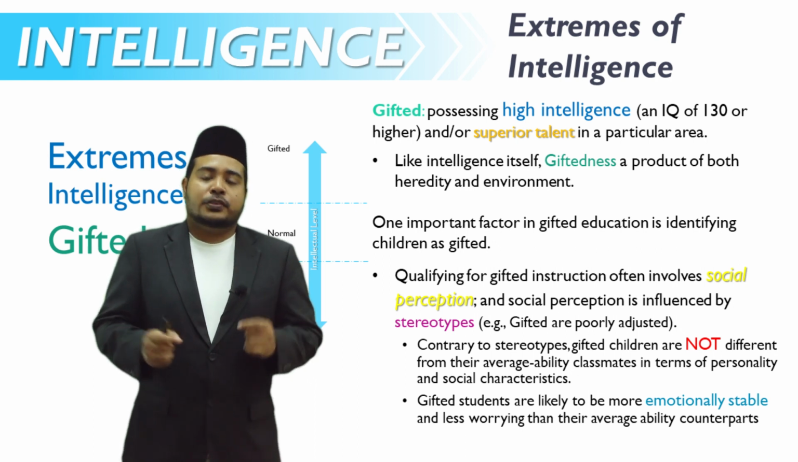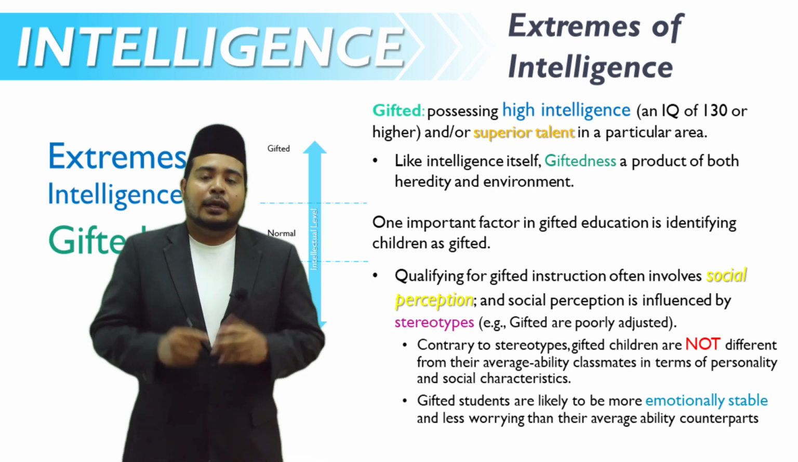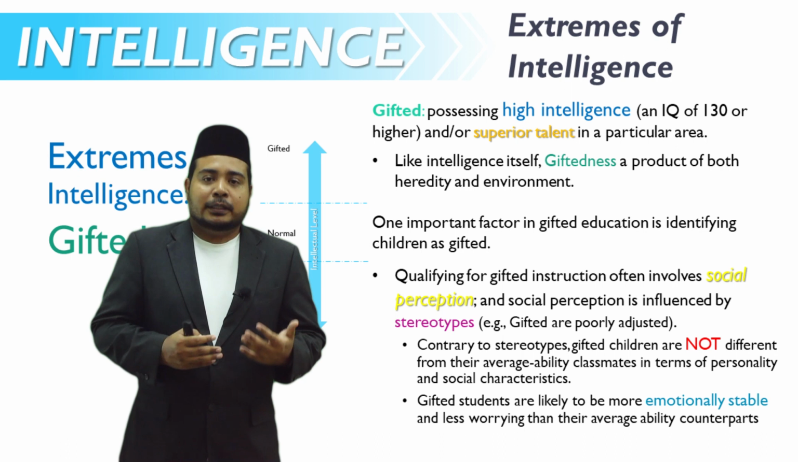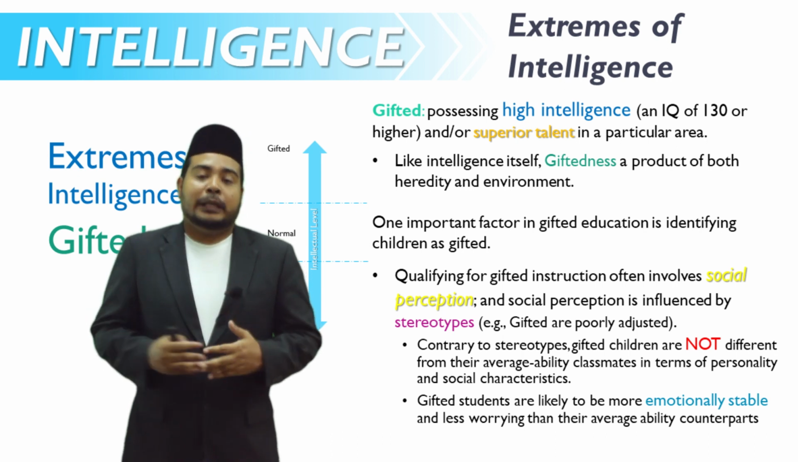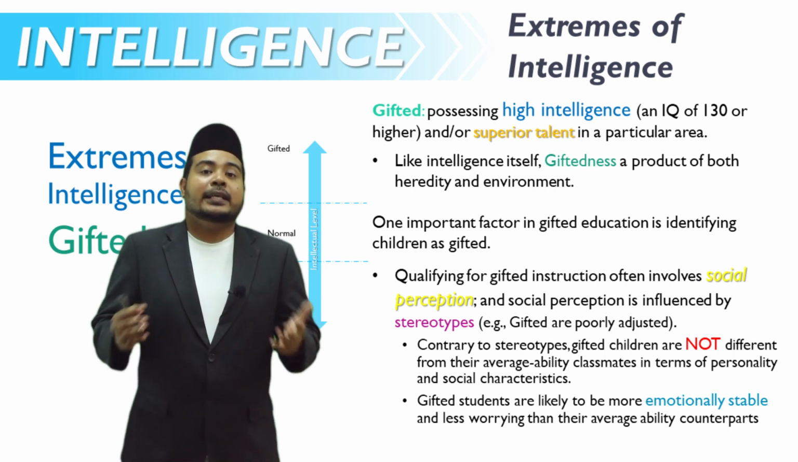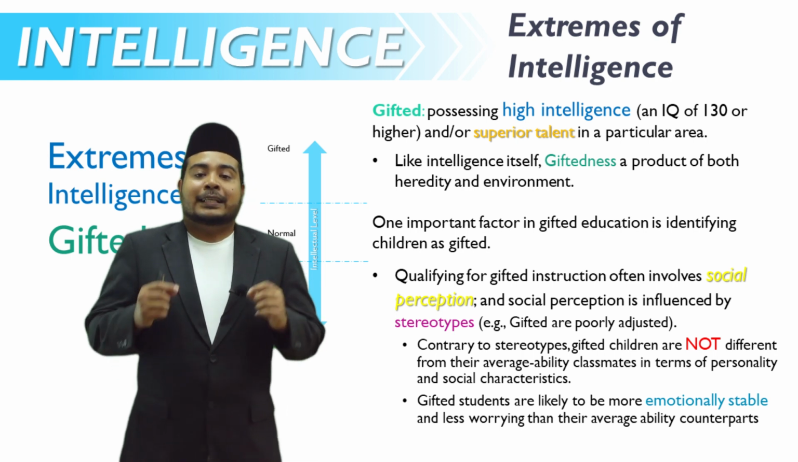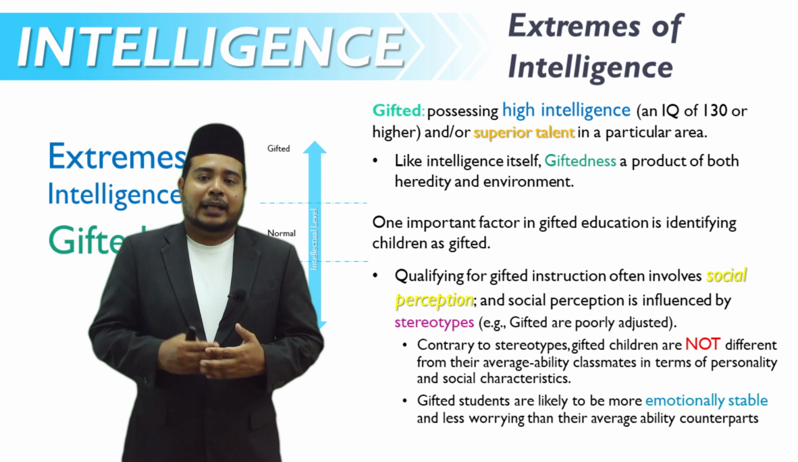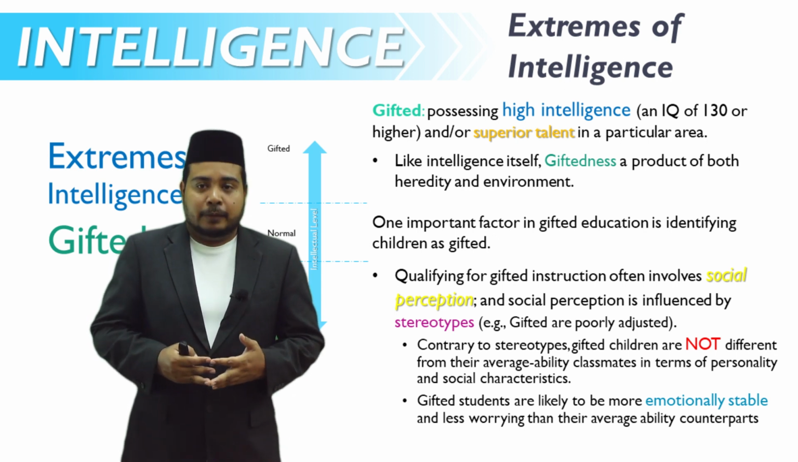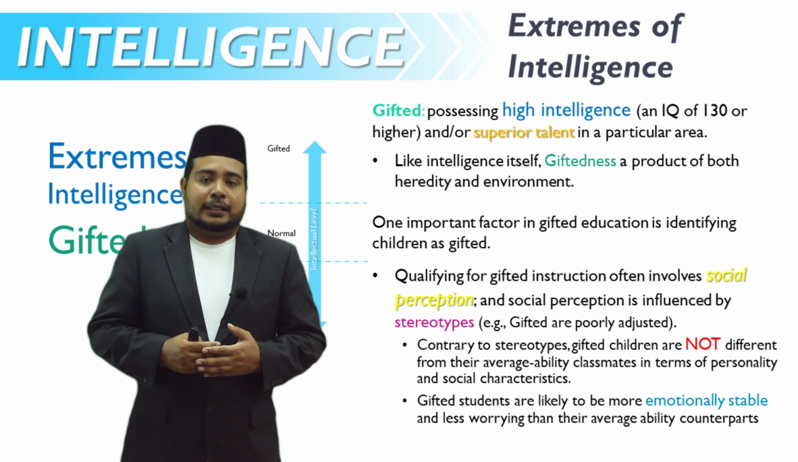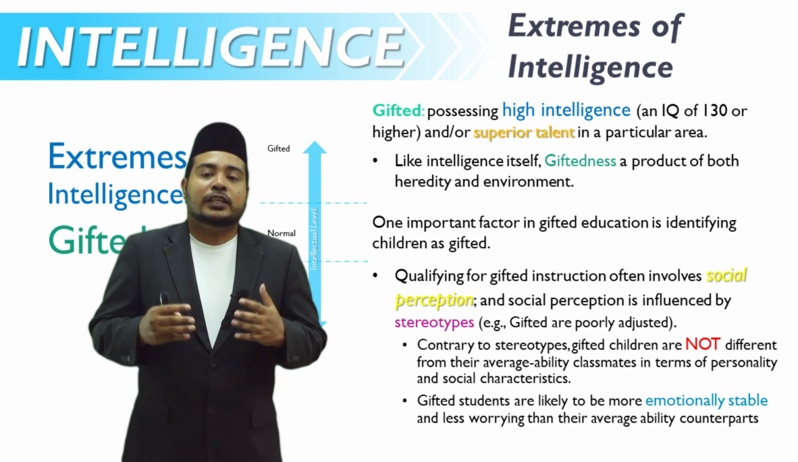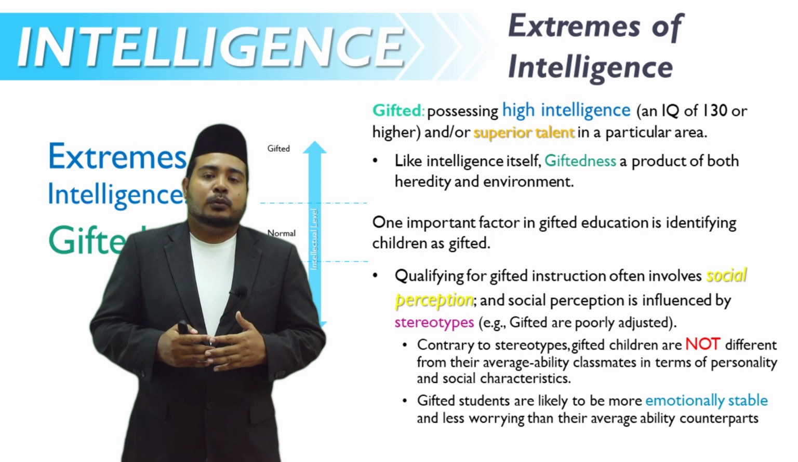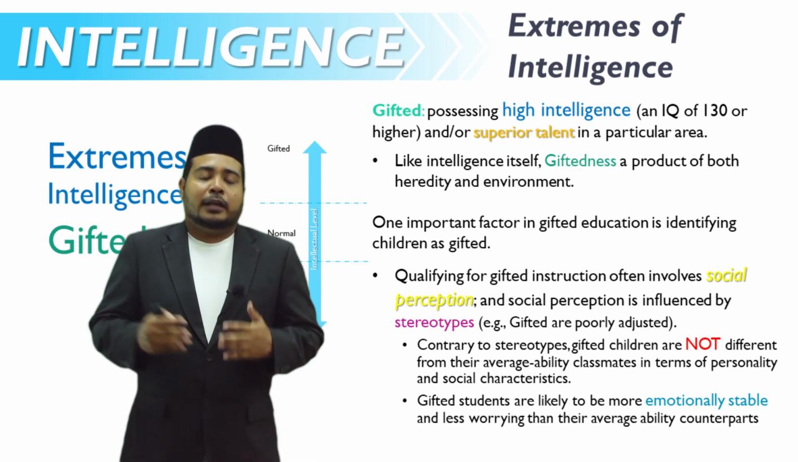Among the examples of stereotypes towards people who possess high IQ is that people who are gifted are usually poorly adjusted. They have poor adjustment skills, or they are unable to tolerate other people's opinions, or unable to tolerate people who go against their decision. Those are examples of stereotypes addressed towards people who are gifted intellectually. Contrary to the stereotype, gifted children are actually not different from their average-ability classmates in terms of personality as well as social characteristics. Gifted students are likely to be emotionally more stable as compared to people who have average or low levels of intelligence, and they worry less than their average-ability friends.